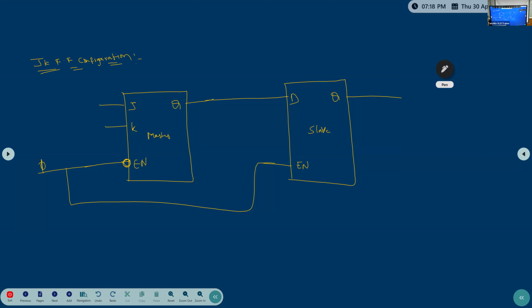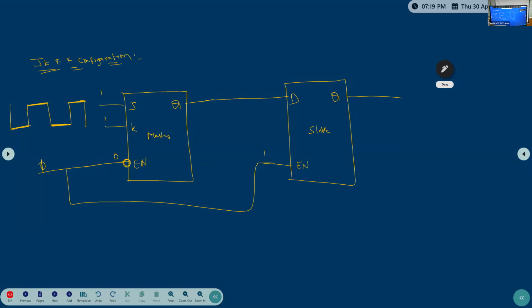First I will explain. See, let's assume J is 1, K is 1. This enable will be triggered when it is low, means it will be 0 when it triggers. This one will be triggered when it is 1. So now if my clock is like this, this one will be triggered in these low positions, right? Yes or no?